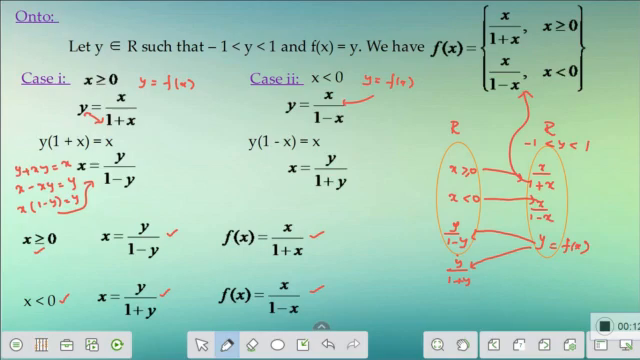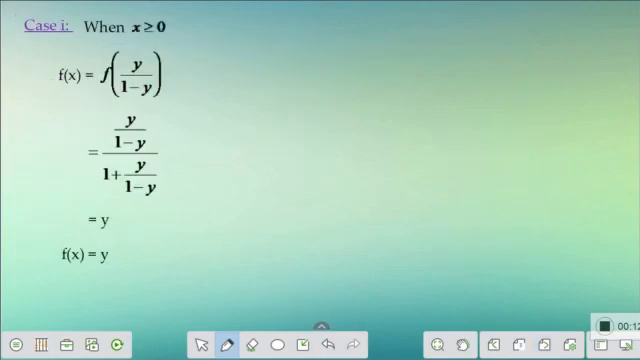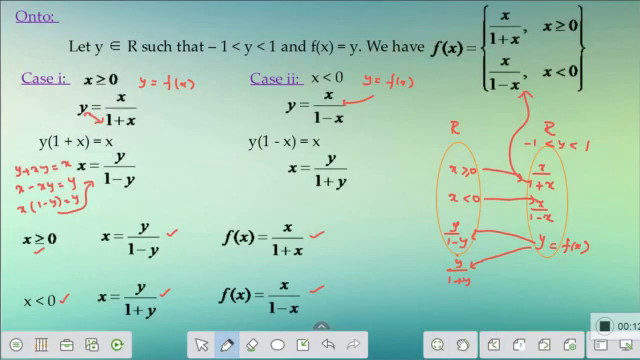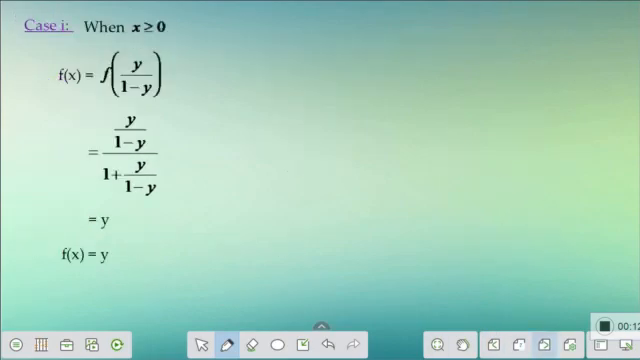Now with this understanding, we'll try to find out the value of f of x when x is positive or negative. When x is positive, f of x, where the value of x is y by 1 minus y, so I substitute x as y by 1 minus y here. As we know, when x is positive, f of x takes the value x by 1 plus x. That is, when your input is x, your output is x in the numerator by 1 plus x in the denominator, that is, your input plus 1 is the denominator. Now, instead of x, we have y by 1 minus y. So let's see what we are going to get.